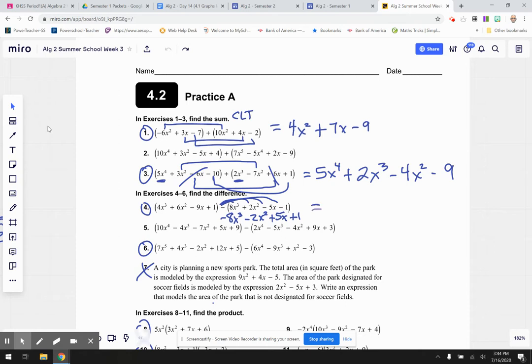So if you look at the x cubes, you've got 4x cubes in the front. You've got negative 8x cubes in the back. So you got to subtract them, and you're going to get a negative 4x cubed. Now we're going to go to the x squareds. You've got 6 of them in the front, negative 2 of them in the back. So 6 minus 2 is going to give you 4x squareds, but it's positive because there was more positive.